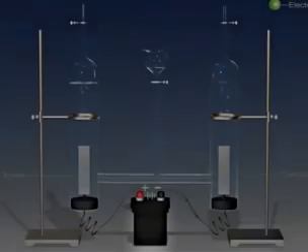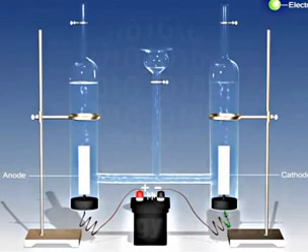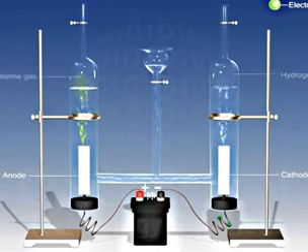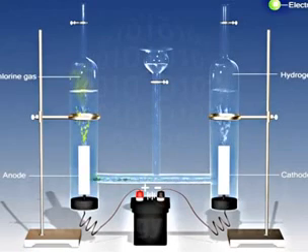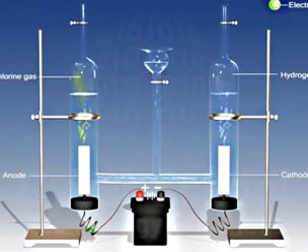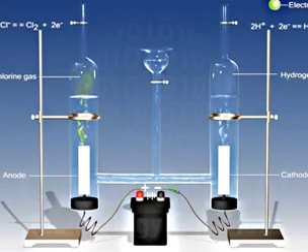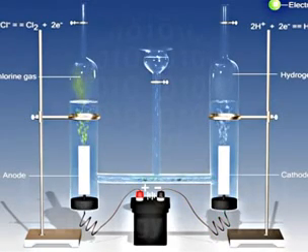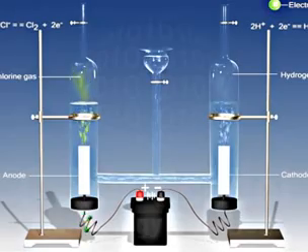Hydrochloric acid is electrolyzed using platinum electrodes. Greenish-yellow chlorine gas is liberated at the anode, and colorless hydrogen gas is liberated at the cathode. Please note the reactions. 2Cl- becomes Cl2 and 2 electrons. 2H+ and 2 electrons becomes H2.